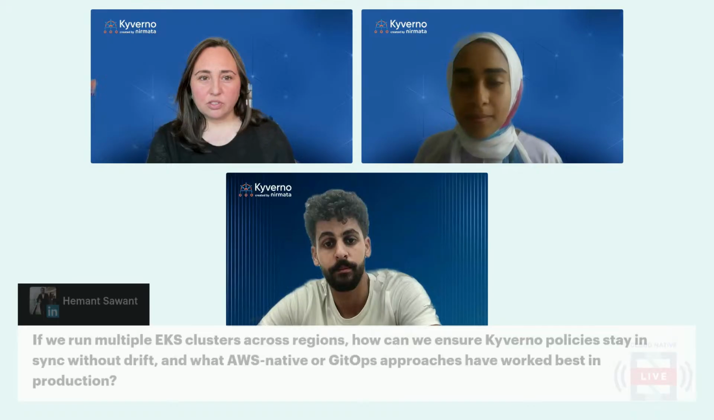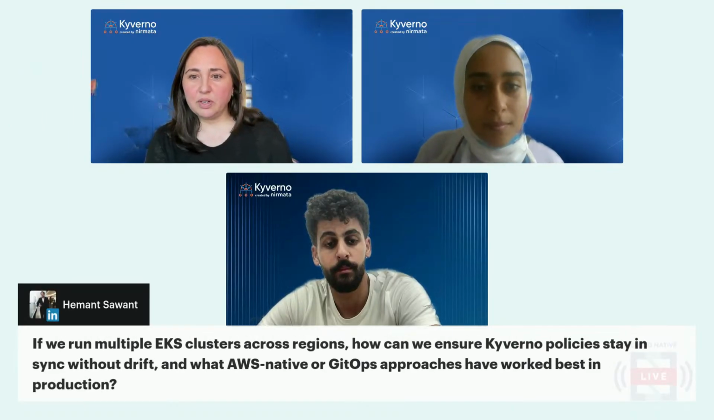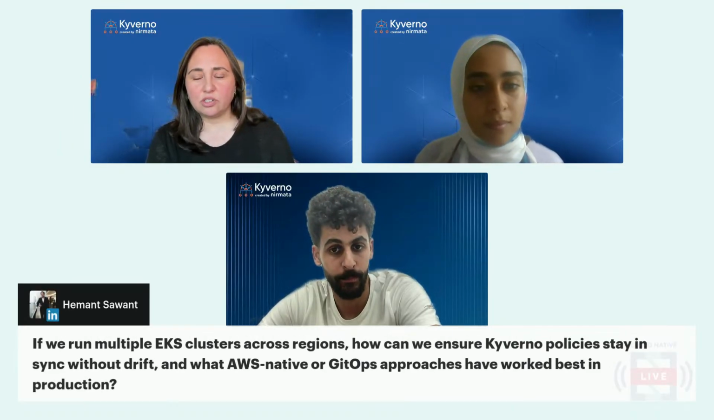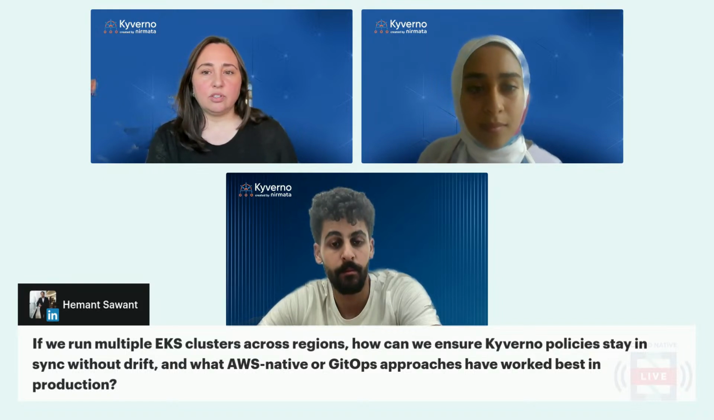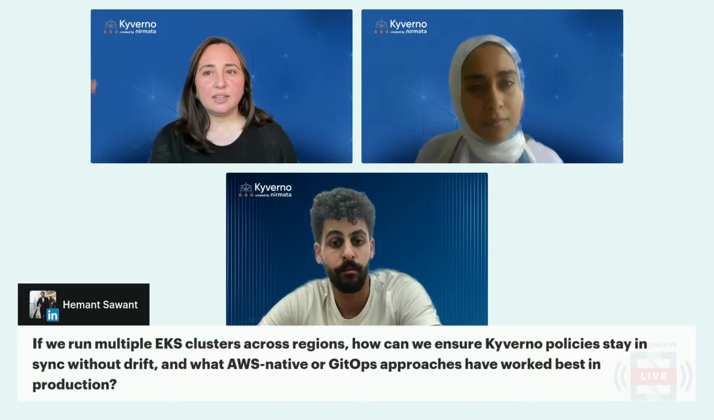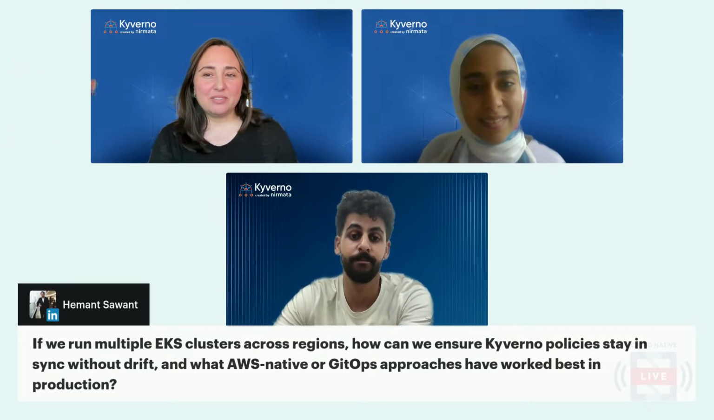Fantastic. Thank you for that. We have one question that just rolled in. Let's see if I can share it up here on the screen. If we run multiple EKS clusters across regions, how can we ensure Kyverno policies stay in sync without drift? This drift is a problem for everyone. So can we shed a little bit of light for Hermant about this?